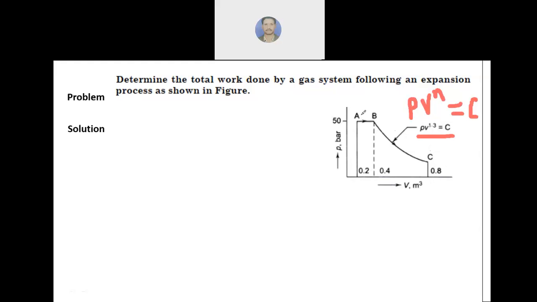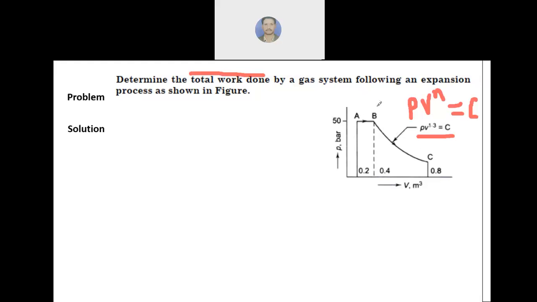So first of all, what will you do? First you will find the work done for process AB. Then you will find the work done for process BC. Then you add both, and you will get the total work done.